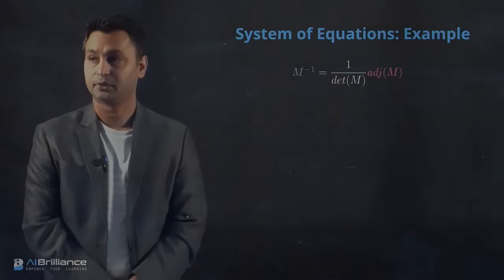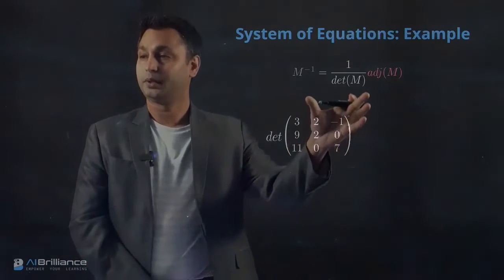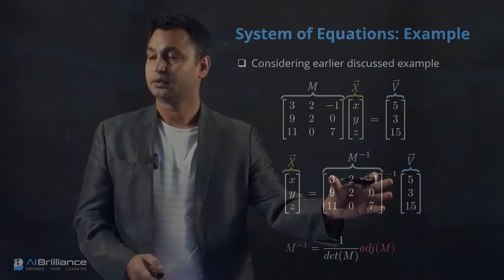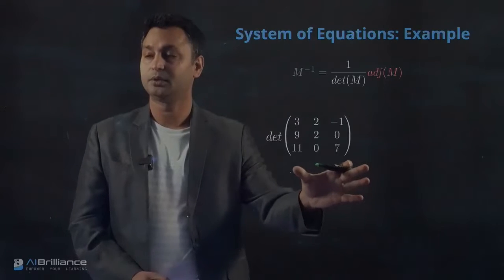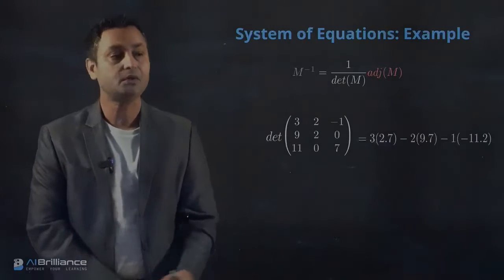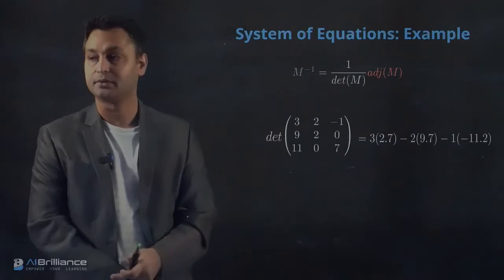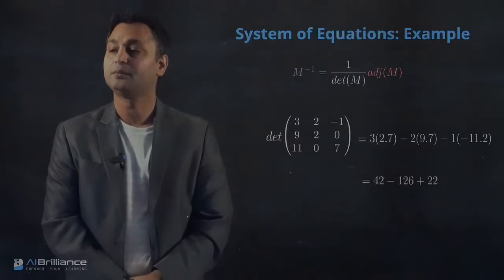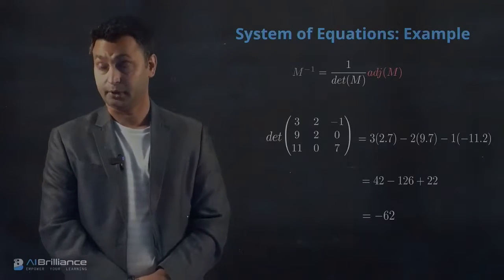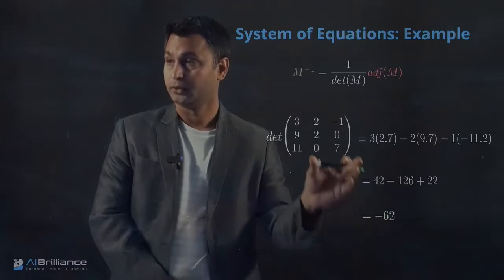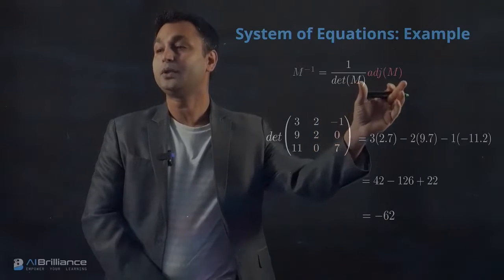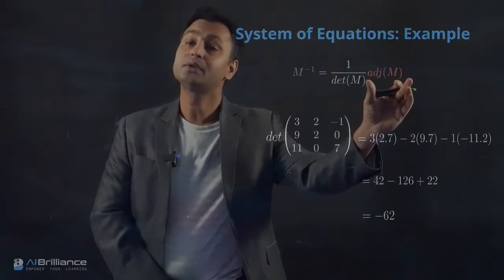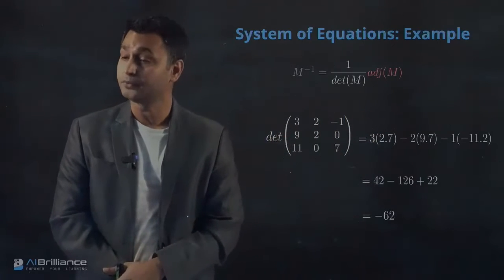So let's calculate that. The first component is we take the matrix M, and we take the determinant of that matrix. If you recall, the matrix was this matrix. The determinant of this matrix is going to be some value, and we know how to compute the determinant. We have already discussed this aspect previously. Using the equation we can compute this, and that gives the overall determinant of this matrix, which comes out to be minus 62. That gives me the denominator of this equation. Now we need to focus on the second component involved in the M inverse computation, which is the adjoint or the adjugate of this matrix.